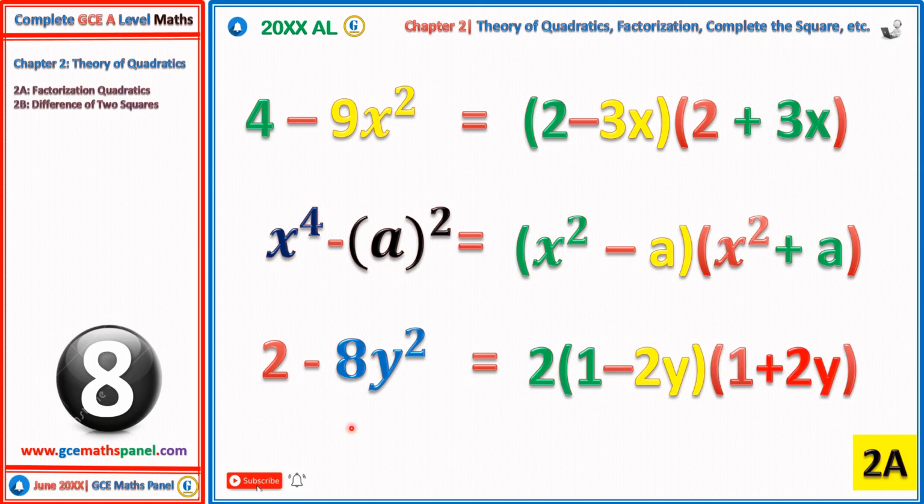And with this last one, you first of all have to see that the square numbers are hidden, because they have multiplied all of this expression by 2. So we factor out that 2 first, and we will see that this is actually a difference of two squares. So it's 2 into 1 minus 4y squared.